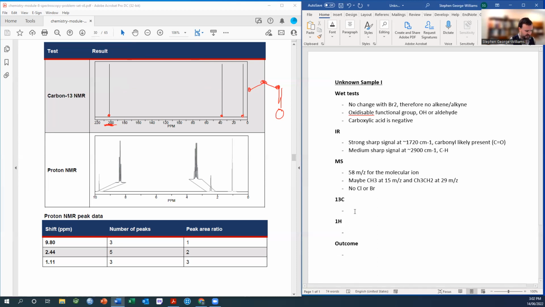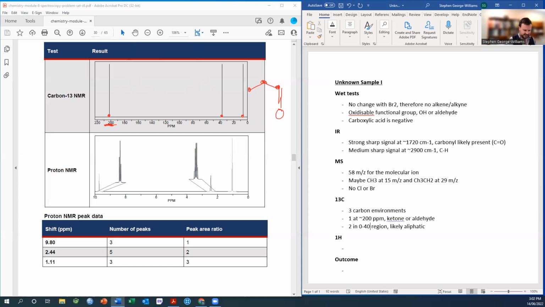So I got 3 carbon environments, one at approximately 200 ppm, ketone or aldehyde. I have 2 in the 0 to 40 region, which is likely what we call aliphatic, which simply means I'm dealing with an alkane or an alkyl chain, so I'm further away from things that are electronegative.